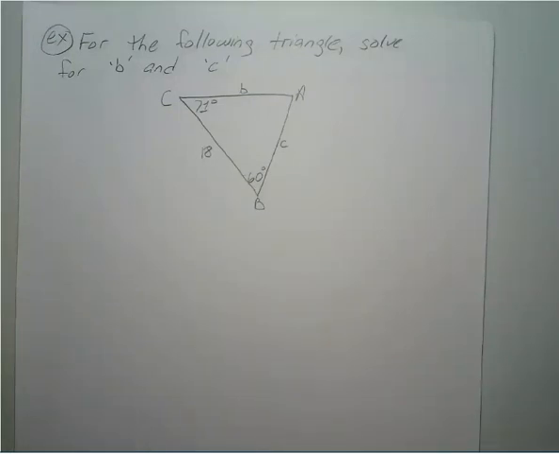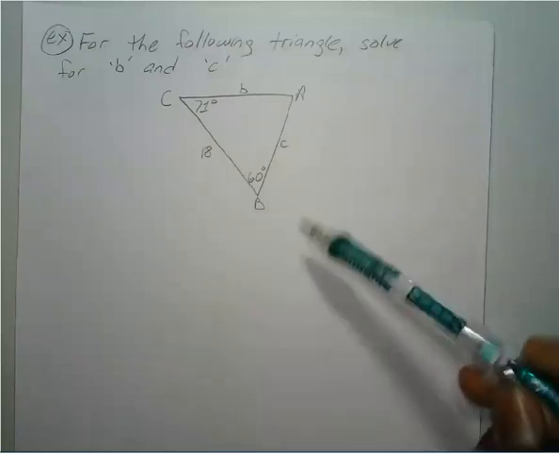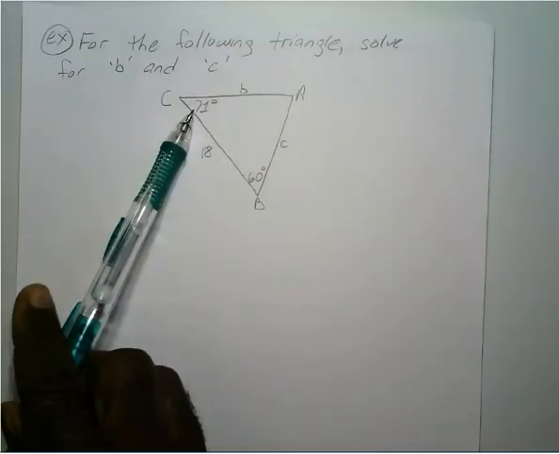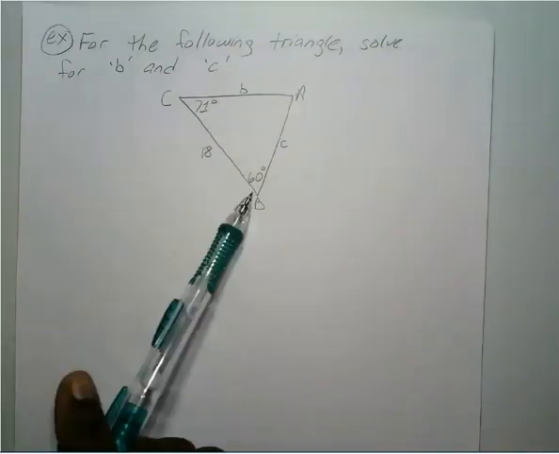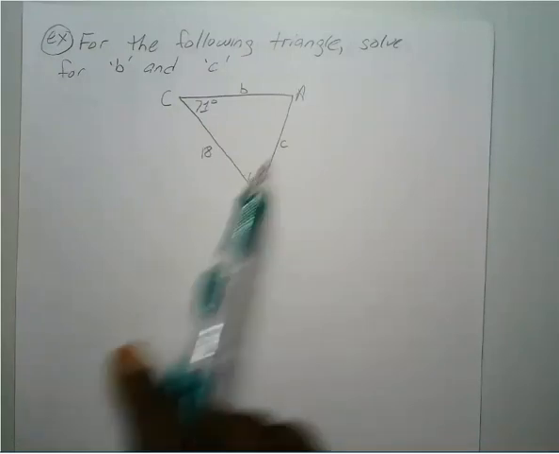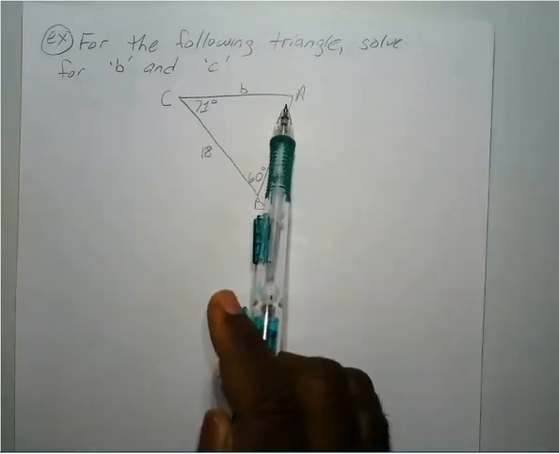Okay, so for the following triangle, solve for side B and side C. So you see our triangle here. You have angle C is 71 degrees. Angle B is 60 degrees. We don't have angle A.